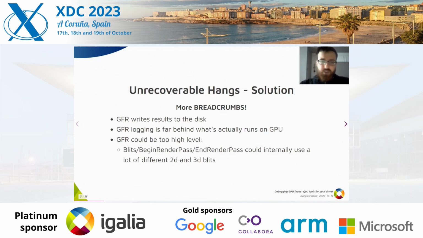Another downside is that GFR works on API level, while in reality one Vulkan call may not strictly correspond to a single GPU command. For example, begin render pass may internally use a lot of different 2D and 3D blits to clear and load attachments.